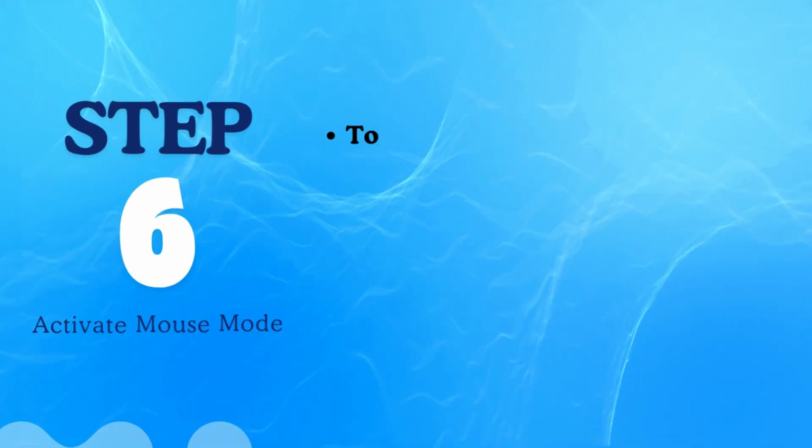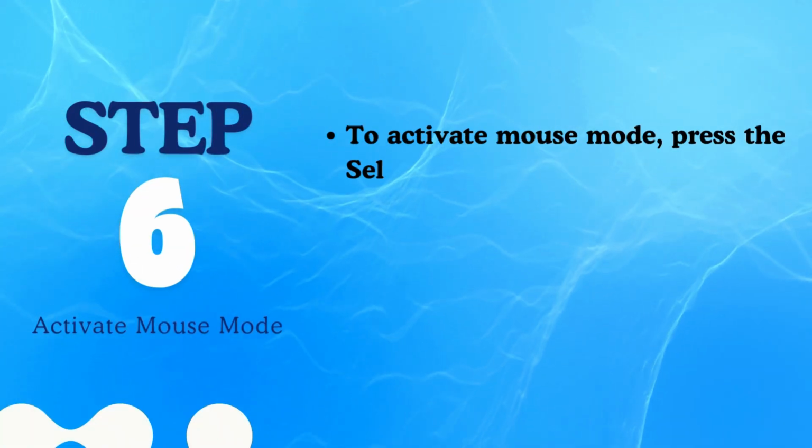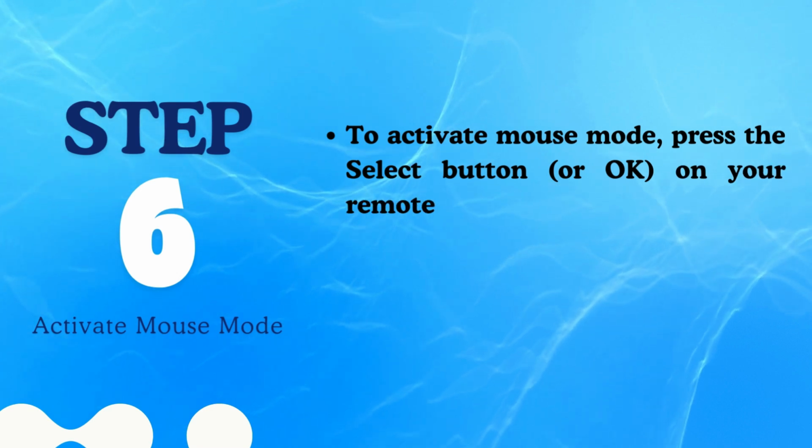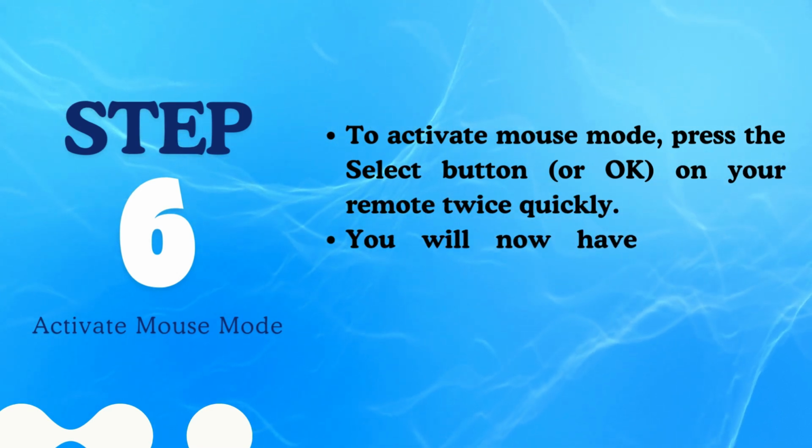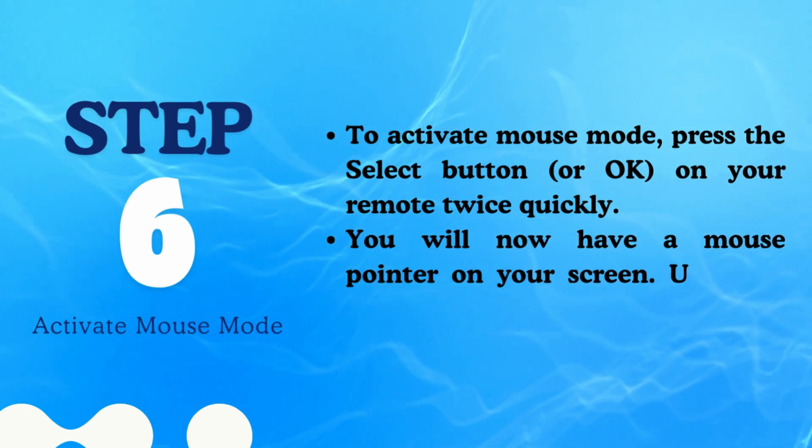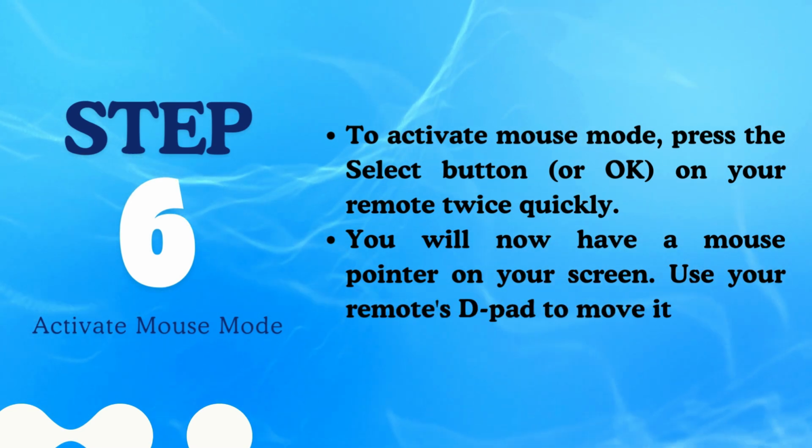6. Activate Mouse Mode. To activate Mouse Mode, press the Select button or OK on your remote twice quickly. You will now have a mouse pointer on your screen. Use your remote's D-pad to move it around.